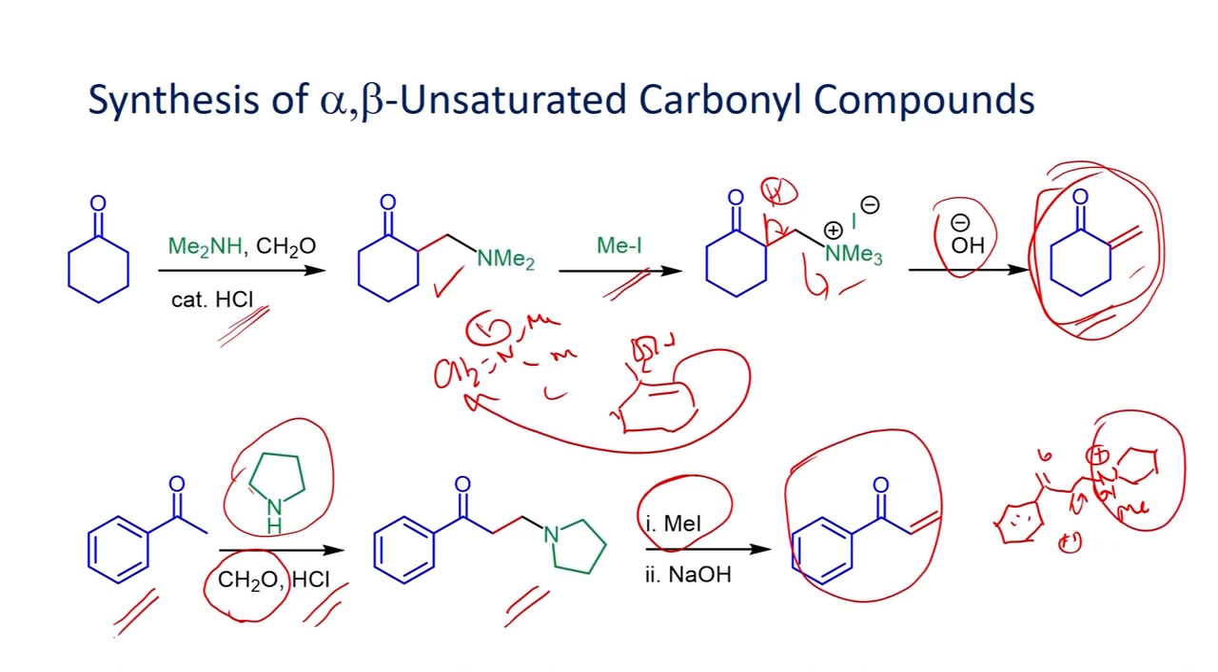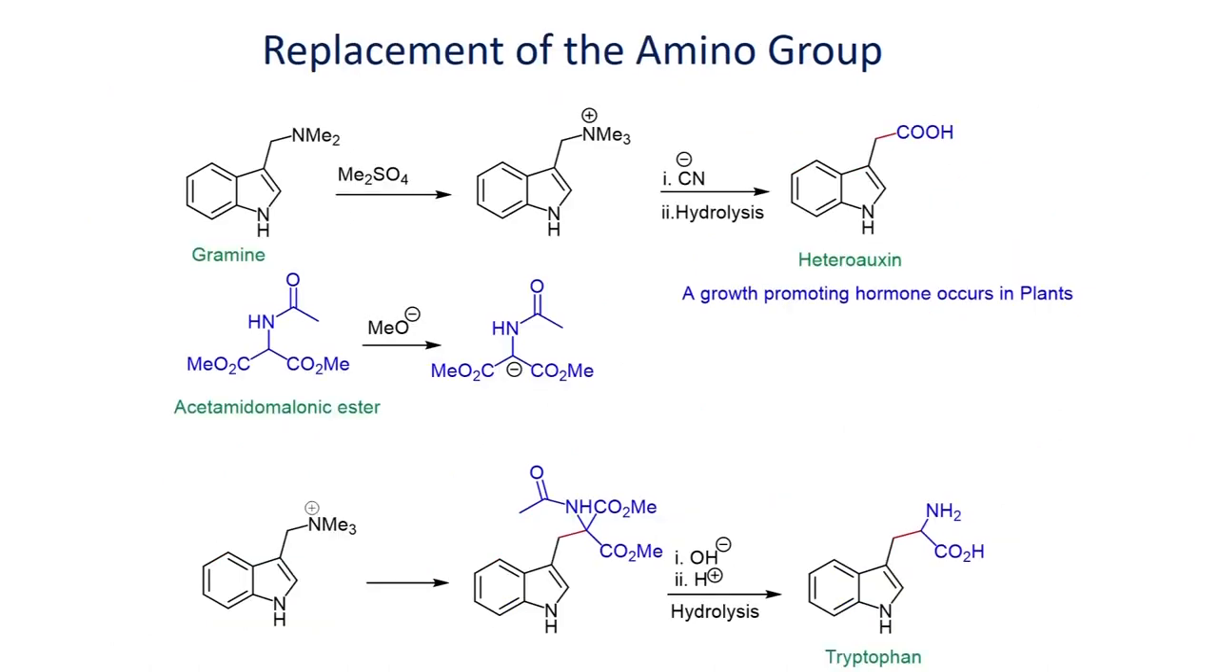These conjugated alkenes are very reactive. Whenever you require, you can react using base and convert into the unsaturated carbonyl compound, which you can use for organic transformations. So, now let us look at the other applications. The Mannich base also can be further converted into other useful compounds.